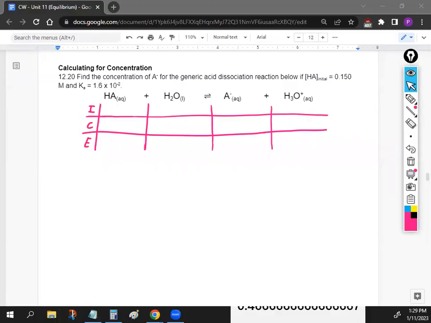Okay, so we are going to plug in our values from the table into our problem. It tells us the initial concentration of HA, our generic acid, is 0.15 molarity. That's the only real number that we have for the ICE table. So if you take a look at this, what's something that should stand out to you about water here?